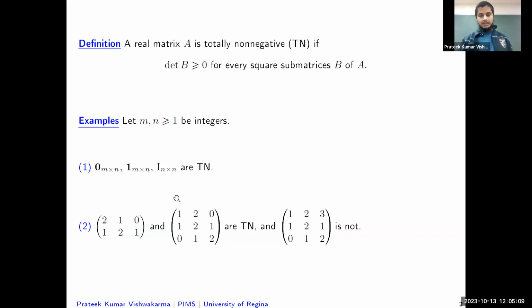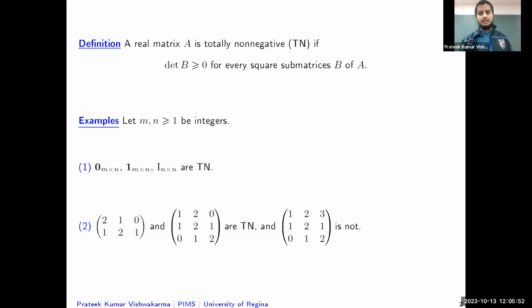The next matrix, which is the 3 by 3 real matrix here, is also totally non-negative because all the 1 by 1 minors, which are all the entries, are non-negative. The 2 by 2 minors are also non-negative. The determinant of the matrix, which is the 3 by 3 minor here, is also non-negative. Therefore, the matrix is totally non-negative. However, the last 3 by 3 matrix over here is not totally non-negative, because if you look at the top right corner 2 by 2 matrix here, this determinant is 2 minus 6, which is minus 4, which is not non-negative. Therefore, this 3 by 3 matrix is not totally non-negative.